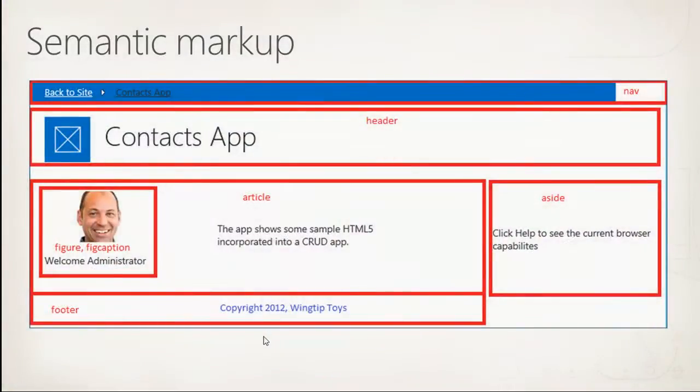Here's just a screenshot of a page that's laid out using semantic markup, just to give you an idea of how your app might use it. So for example, you can see up at the top we have the nav section there. So instead of defining a div, I'm using the nav section. My app title appears in the header section. The article is that main section here where it says the app shows some HTML5 incorporated into a CRUD app. My aside is over there on the right. It's not really the main part of the content, but it says, hey, click the help to see some current browser capabilities. And then the footer where we have that copyright notice. And then you can also see the figure and figure caption used over there.